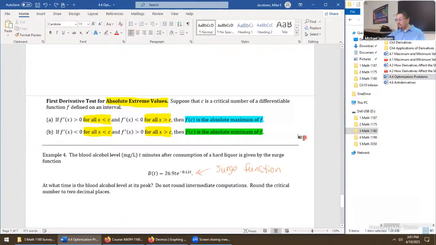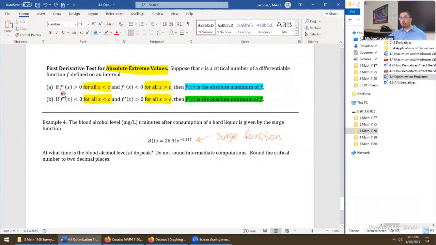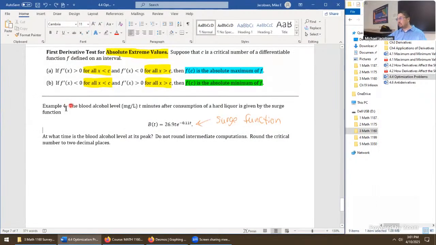This is a particular kind of first derivative test where we want to show that there's exactly one critical number. Just looking at the function, it kind of indicates this is a good route to go. Now let's run through the information. The context says blood alcohol level in milligrams per liter of blood, T minutes after consumption of a hard liquor is given by the surge function below.